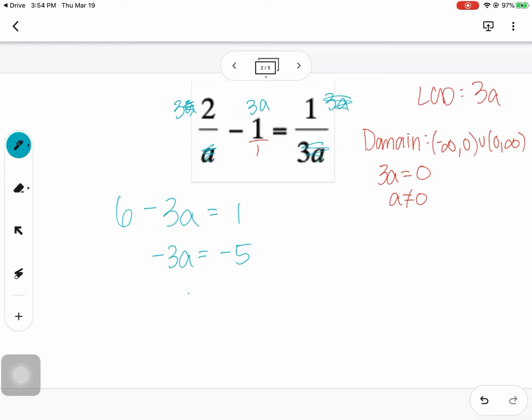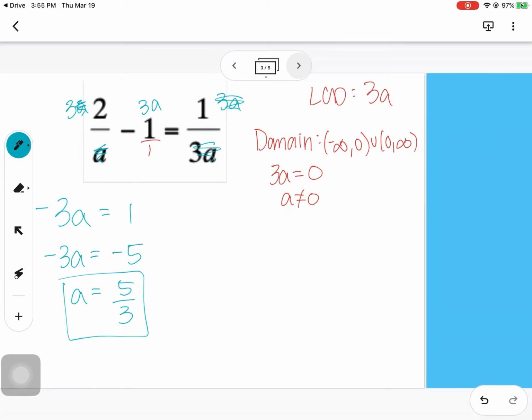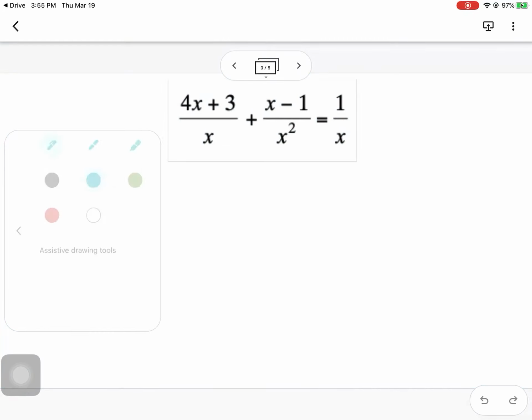I'm going to minus the 6, divide by negative 3, and a is 5/3. In terms of checking, you just need to make sure that 5/3 isn't your excluded value. It's not, so we're done.